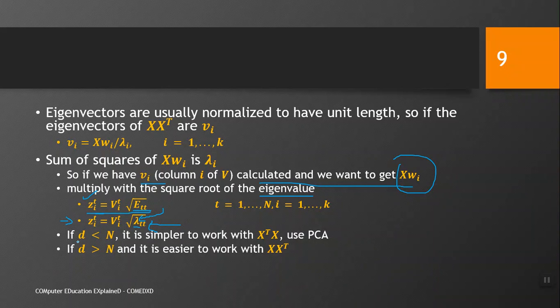If D, the dimension of data, is less than n, it is simpler to work with this. We will use PCA. However, if D, the number of dimensions, is greater than the number of samples, then it is easier to work with X X transpose. So these two points you must remember: if the number of dimensions is less than the number of samples, we would be working with this, meaning we will be using PCA. In the other case, if the number of dimensions is greater and the number of samples is smaller, then we will be working with this, and in this case we will be applying these formulas to find out the values.